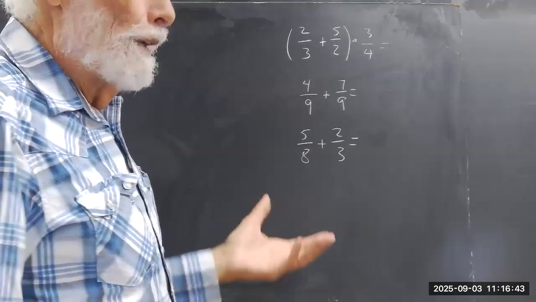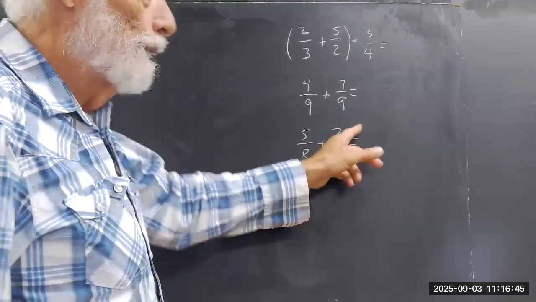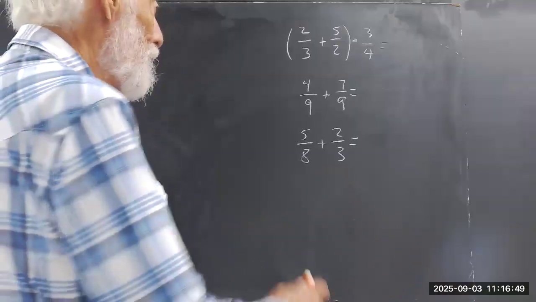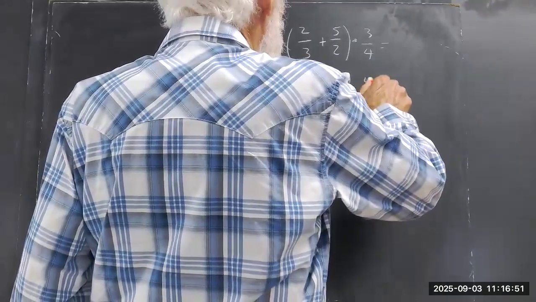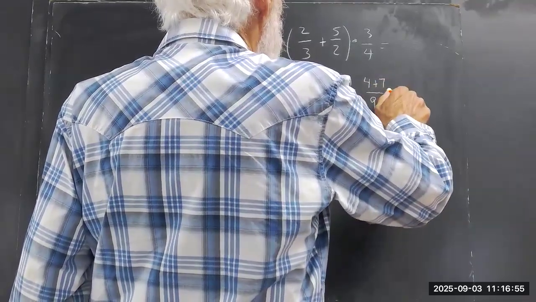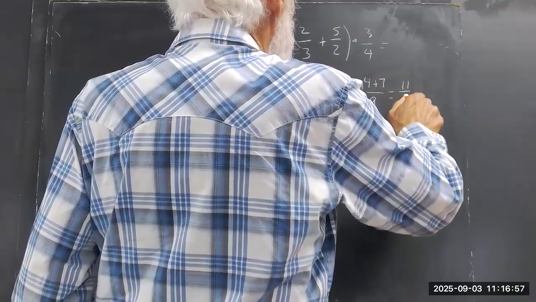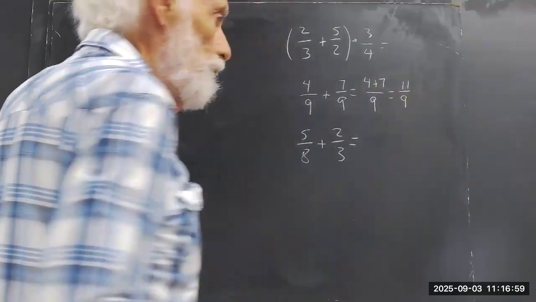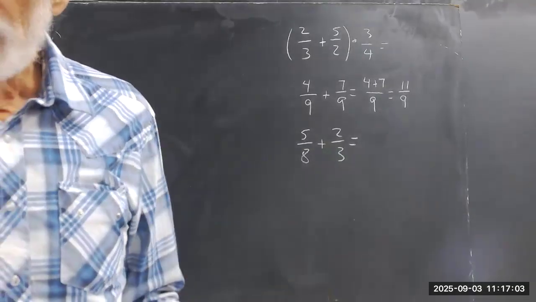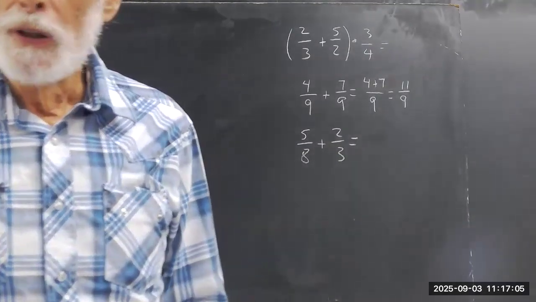Well, how many ninths do you have? You got 4 of them here and you got 7 of them here. That makes 11 of them. So that's equal to (4 plus 7)/9, which is equal to 11/9. And if you want to make that 1 2/9, open math does ask you to do mixed numbers as well as improper fractions.